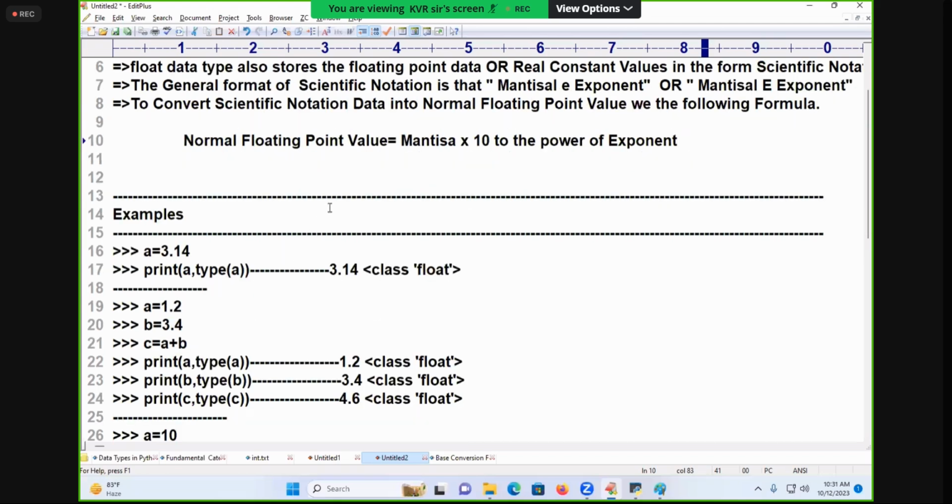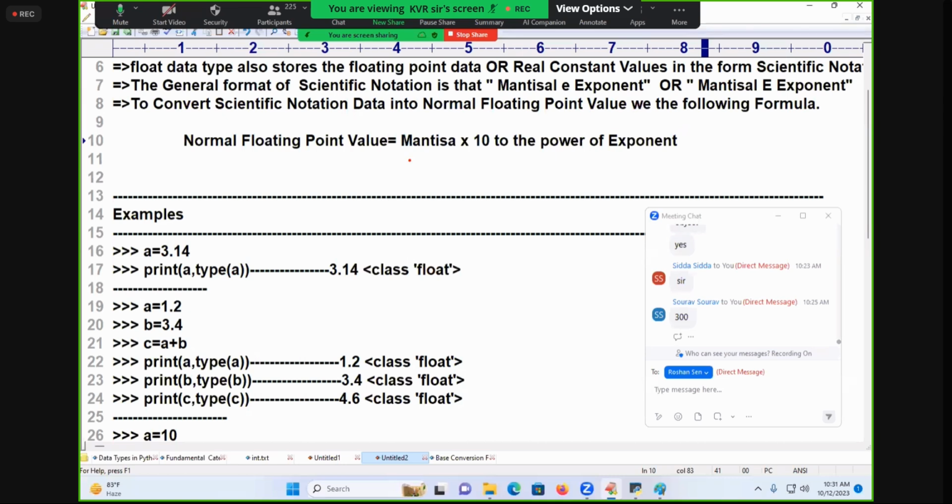Your previous faculties have written mantissa into, maybe anybody, to the power. These days people are saying it like this, right or not? They are saying something like 10 to the power of 2. They are using this thing. This is a blunder. This is a blunder. What they are saying, it is a blunder.